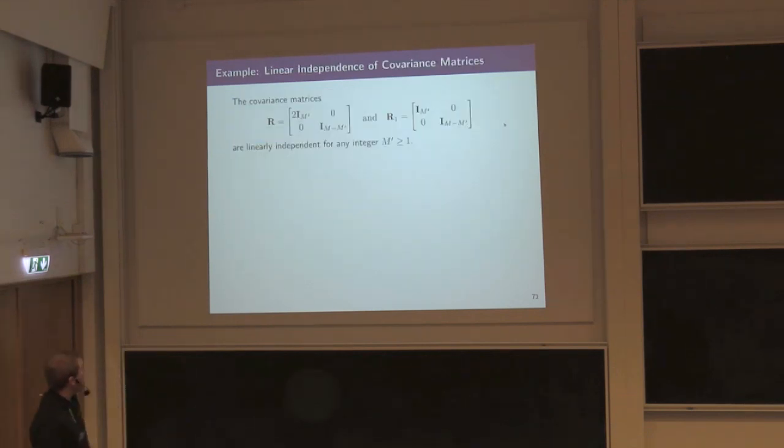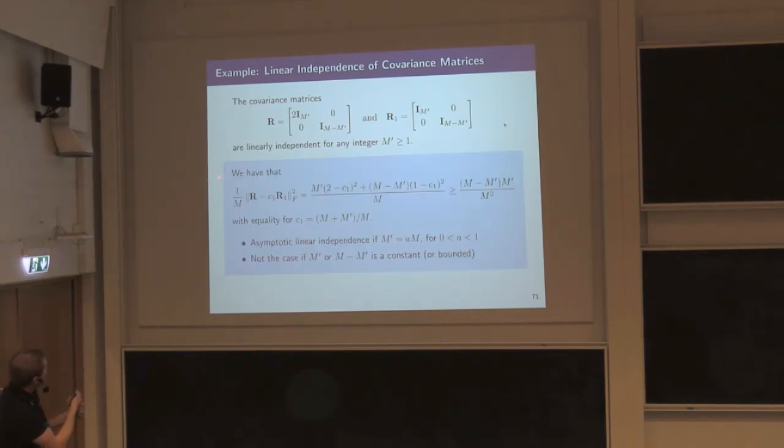And here is an example of that. Look at the two covariance matrices, R and R1. Both of them are diagonal for simplicity here. One of them contains 2 times identity matrix and then an identity matrix. And the other one is just pure identity matrix. The first part here is m prime, and the other one is m minus m prime. So both matrices are m by m. And m prime is so far just an integer number, a constant.